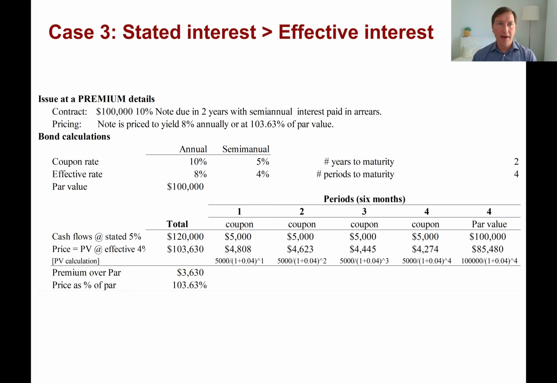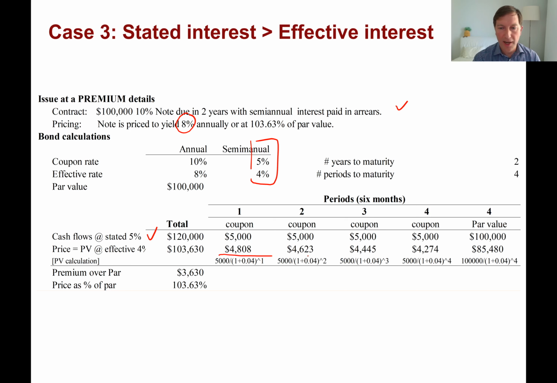And then when we have a case of premium, when the stated rate exceeds the effective interest rate, the following happens. We have again the same contract, but the market rate now goes down to 8% instead of being 12%. In this case, semi-annual quantities are 4% and 5% for coupon and effective rates, respectively. While cash flows are the same, pricing is going to differ because now we have a lower discount rate. So all quantities are going to move up a little bit.